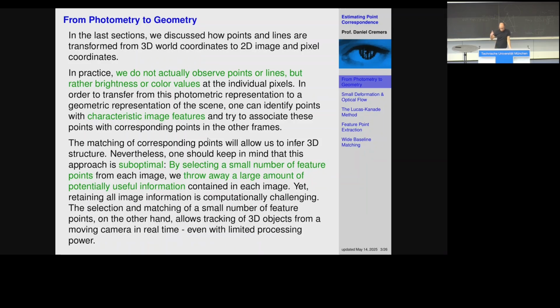In order to transfer from this photometric color representation to a geometric representation of the 3D world, we can try to identify points with characteristic image features. That means if you have a church tower, maybe you can train a neural network to identify the church tower, and to make sure that in other images of the same church tower, it will be identified again.